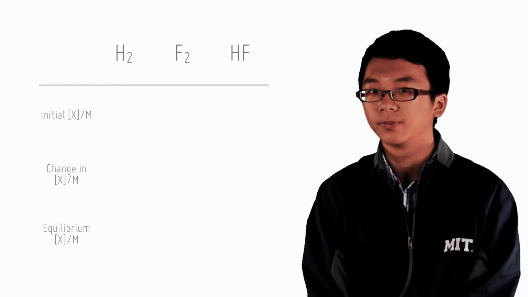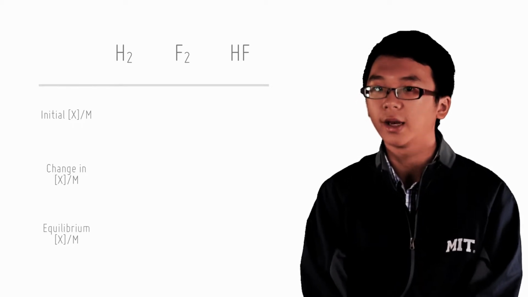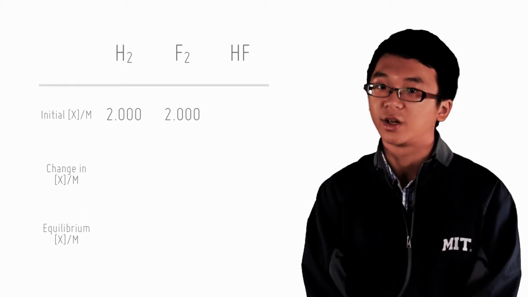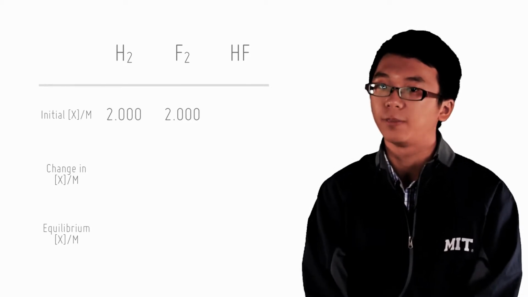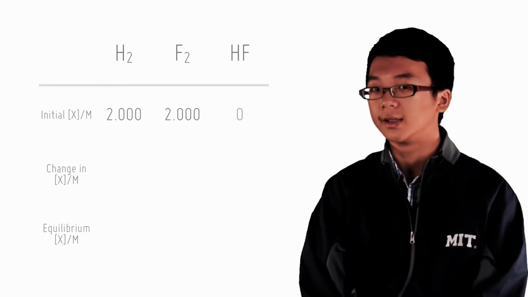Let's go row by row. Initial concentration. We know the initial concentration of H2 and F2, so let's put 2 molar inside these 2 boxes. As for HF, at the start there is no HF because no reaction has occurred yet. So HF concentration initial is 0.